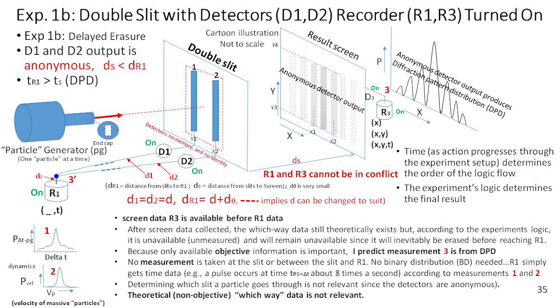But after it gets to D0, that's gone. So this is a delayed eraser experiment. And again, I would say we get a diffraction pattern for basically the same reasons, even though the eraser is now after the result screen. That will make no difference. The result screen data, R3, is not looked at until this experiment is over. Okay, we'll go on to the next experiment.